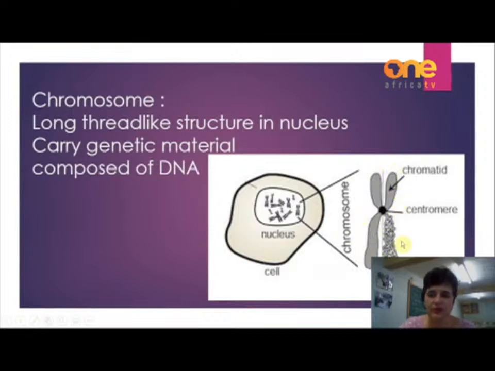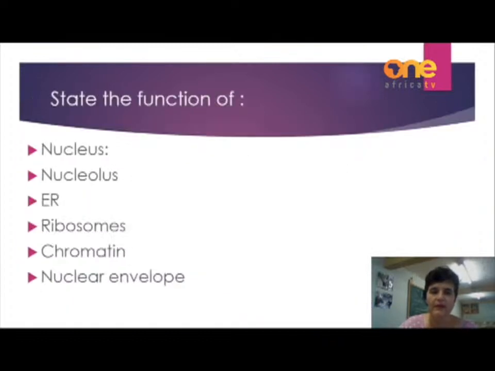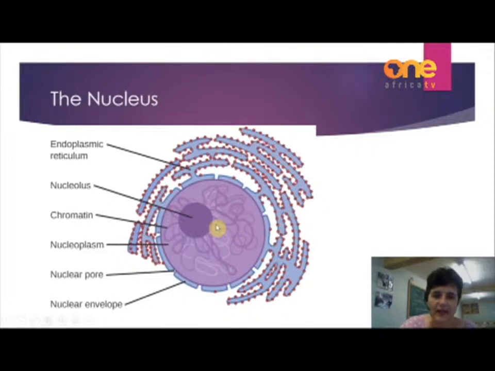But a chromosome actually consists of two chromatids. This one contains genetic material, this one contains genetic material, and it is then replicated so that the other chromatid has exactly the same genetic material.